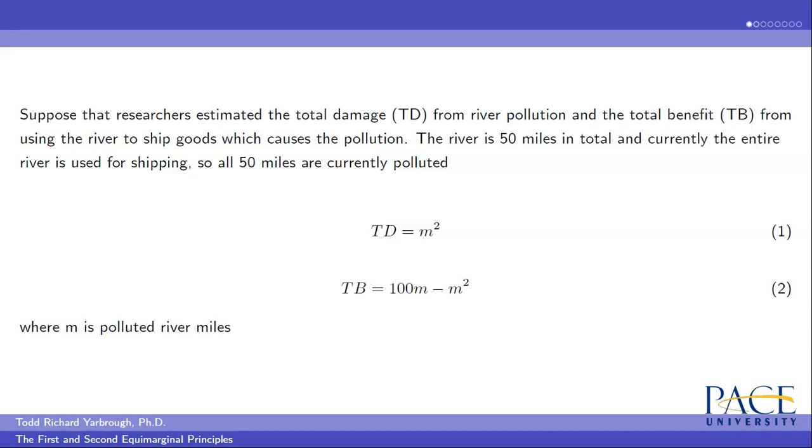Okay, so what we'll do to show this is to take you through a very straightforward example. And in this example, what I want you to imagine is that there's a river, and the river is being used to ship goods down it. And as a result, there is river pollution. So we have total damage, which comes from polluting the river, and then we have total benefit, which is from the firm's perspective, or multiple firms' perspective, the economic benefit of polluting the river.